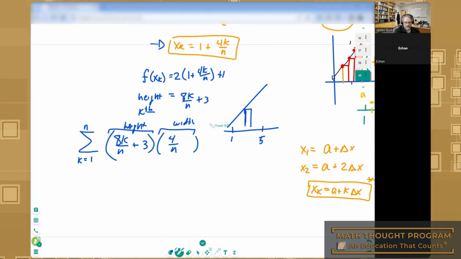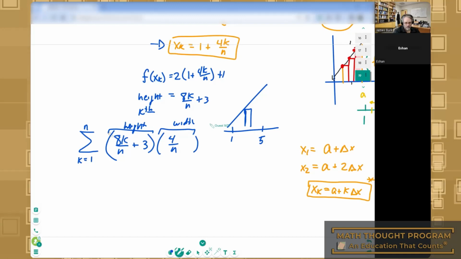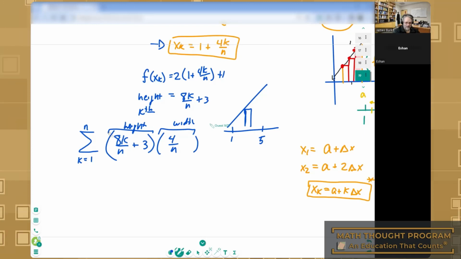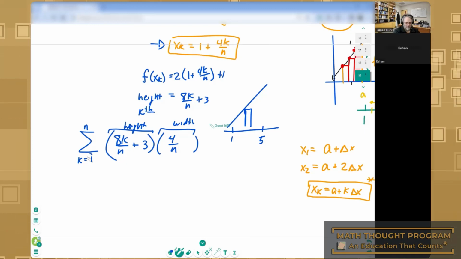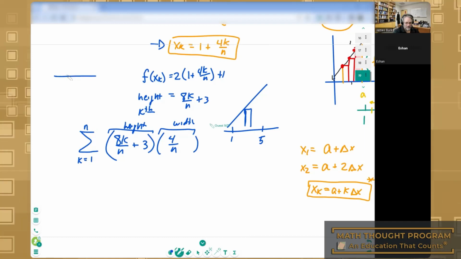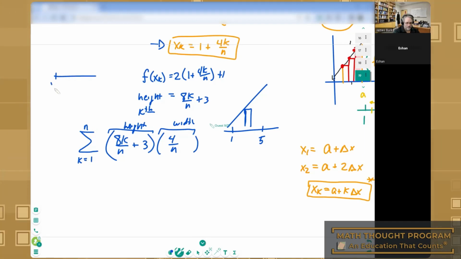Now, I can use the left-hand rule or the right-hand rule, and I just got to be a little bit cautious about maybe how I'm setting this up. If I started off at 1 and I end at n, I am talking about the right-hand rule.